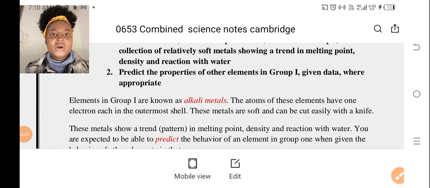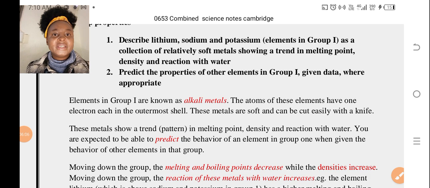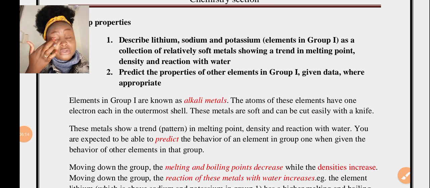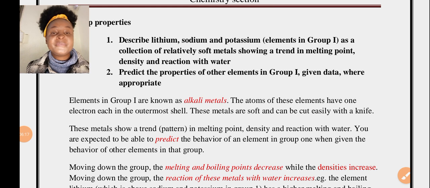All right, so now looking at elements in group 1, these elements are known as alkali metals. The atoms of these elements all have 1 electron in the outer shell, right? These metals are soft and can be easily cut with a knife. They are very, very soft metals.